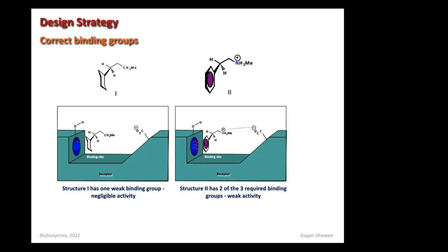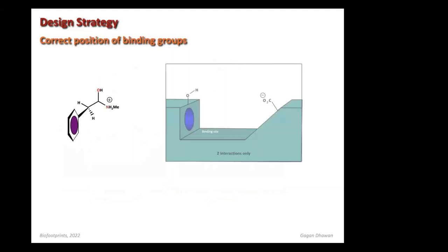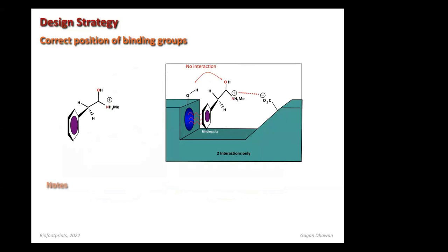Now, if we move further, look at this. You have all the three groups in this molecule. You have phenylalanine, you have a hydroxyl group, you have a positively charged nitrogen, but you have to look for the position also. You have shifted the position of the hydroxyl group. So if I want to interact this particular molecule with the receptor, there is hydrophobic interaction, van der Waals interactions, and ionic interactions also, but hydrogen bonding is not possible because of the increase in distance. So this bonding is missing in this case.